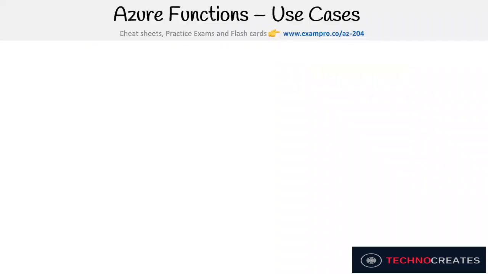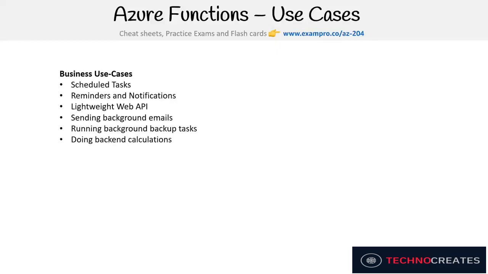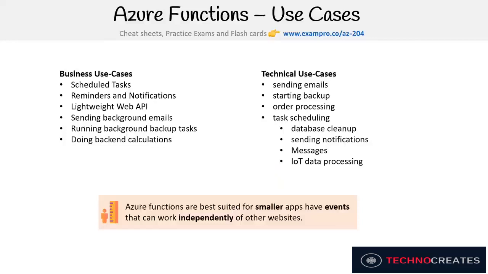All right, let's take a look here at use cases, both business and technical, for Azure Functions. So for business use cases, you could use them for scheduled tasks, reminders and notifications, lightweight web APIs, sending background emails, running background backup tasks, doing backend calculations. There are technical use cases such as sending emails, starting a backup, ordering processing, task scheduling, database cleanup, send notifications, messages, IoT data processing.